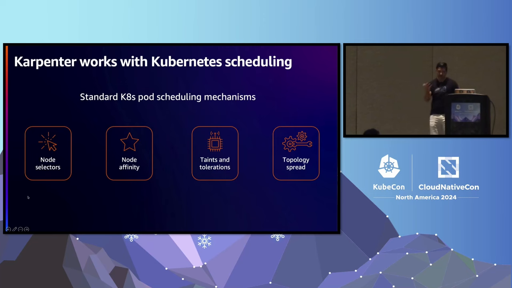And remember I said Karpenter is Kubernetes native? Karpenter respects Kubernetes scheduling, including node selectors, node affinity, taints and tolerations, and topology spread. I know all of you are Kubernetes practitioners, so you probably use this in your day-to-day because you need to separate your workloads, maybe you want to run GPU workloads on GPUs, etc.